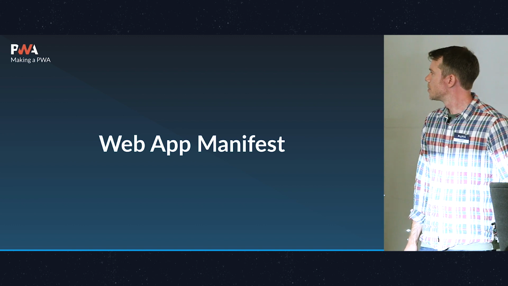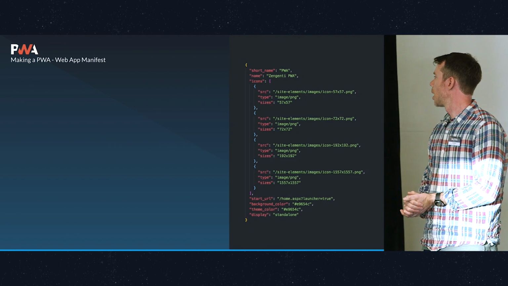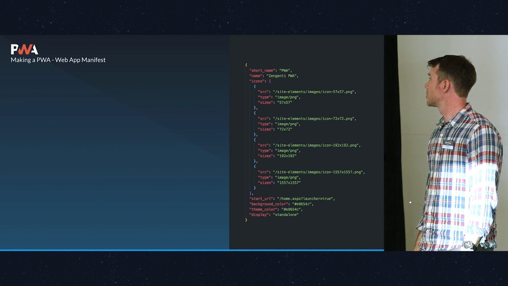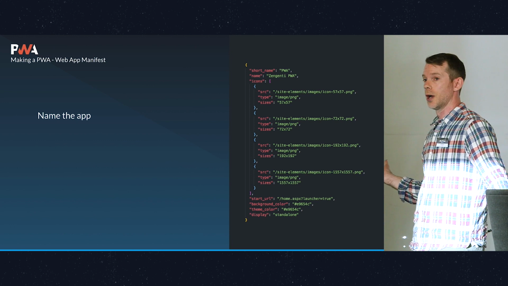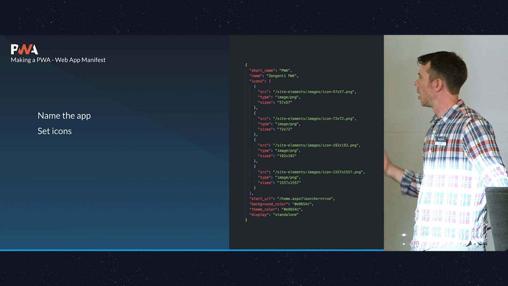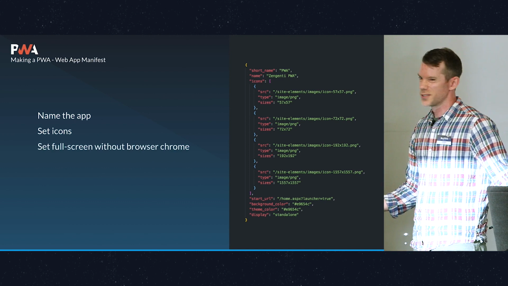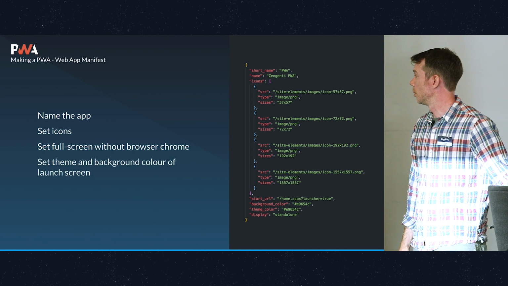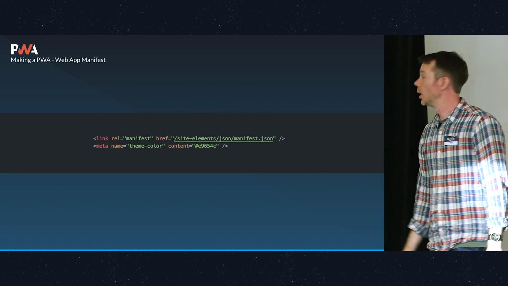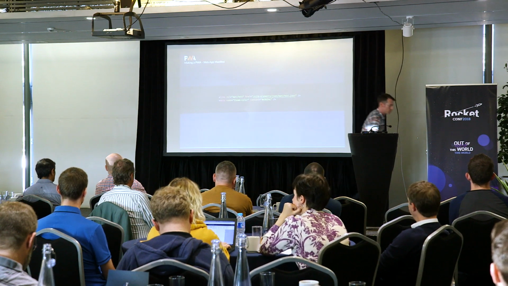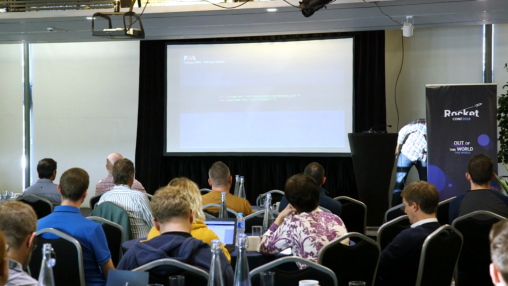And the second part is the web app manifest. This is a JSON file, and it's not easy to read on there, but it's quite a simple one. All it does is you can tell the browser what your app's called. You can put icons on it for when it's on the home screen of your phone. You can tell it to be full screen without browser Chrome, set the background and things like that. And again, it's just a link in the actual HTML, so it is fairly simple to add in there.